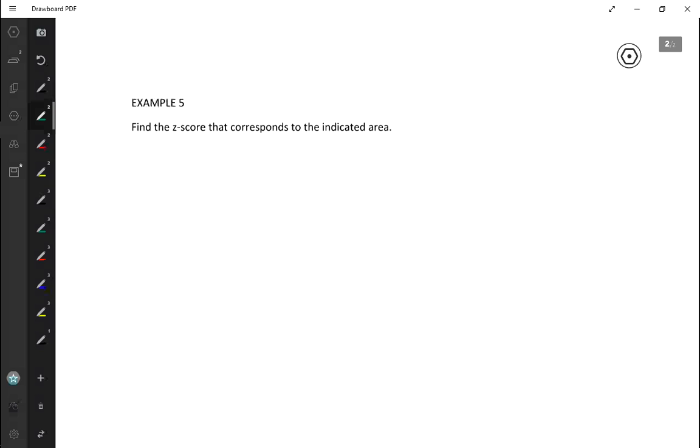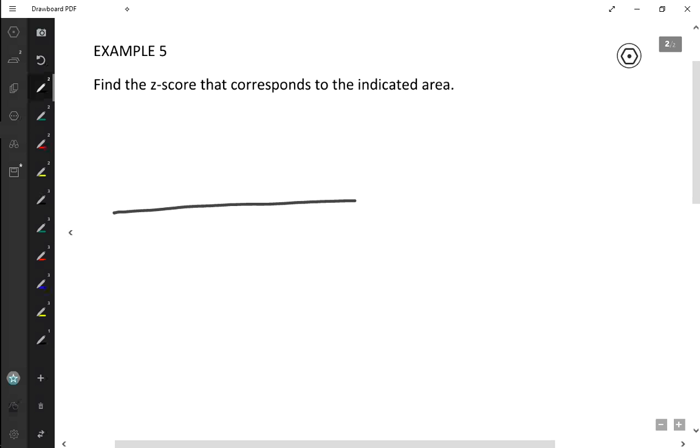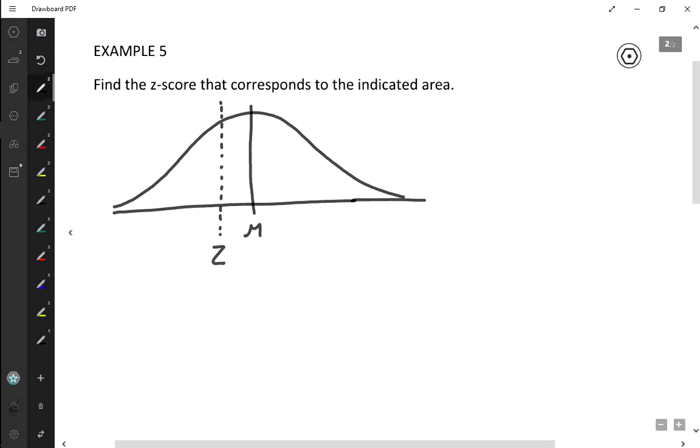So let's do that one more time to make sure we understand that and add a little bit of complexity to it. So again, here's our normal curve. We've got our mean right here in the middle. And what I'm going to do is I'm going to draw a line right here and we'll label that our z. That's the z-score that we're looking for. But I don't want to know the z-score for the area to the left. I'm going to indicate the area to the right. Okay, to the right.